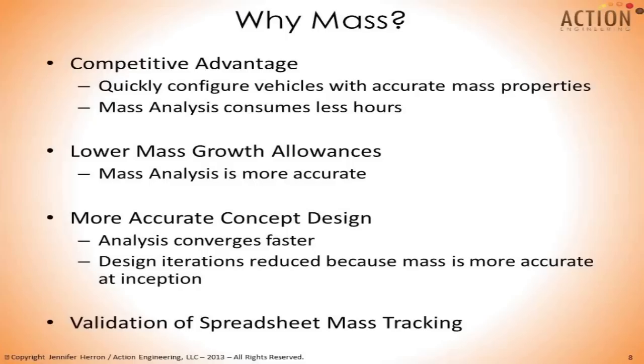We have lower mass growth allowances. These are used in the defense and aerospace industry to indicate, depending on the design maturity phase that you are in, what percentage to apply to your mass estimate. So if you're really early in your design process, you might give a bracket that you think weighs 5 pounds a 20% mass growth allowance, and then the predicted mass becomes 20% higher than your calculated mass.